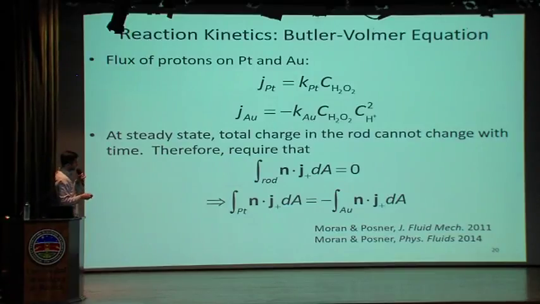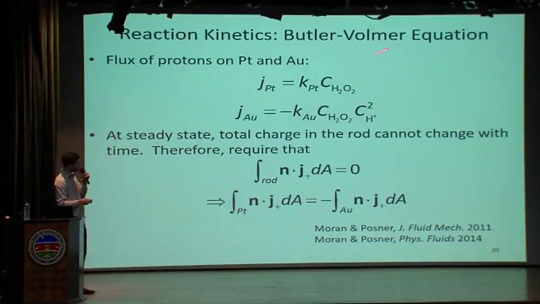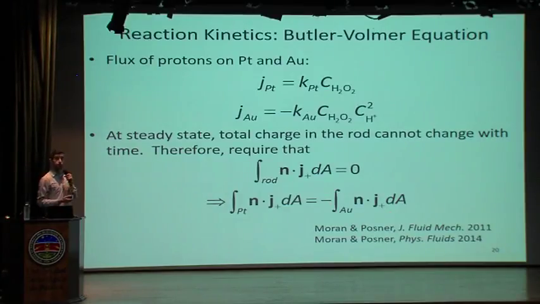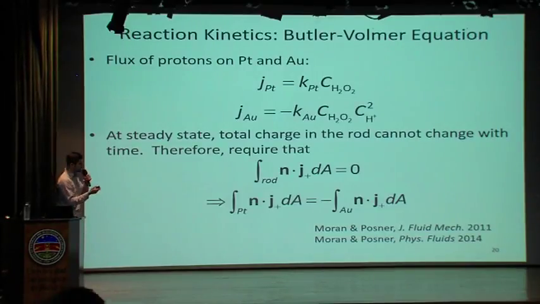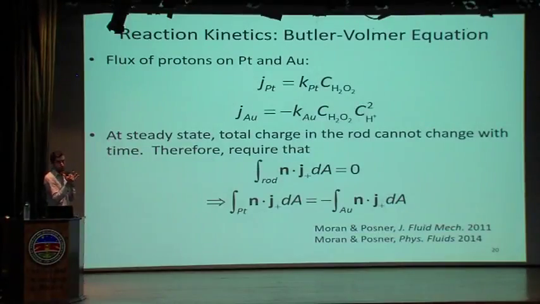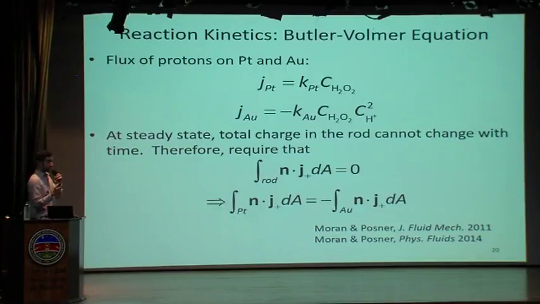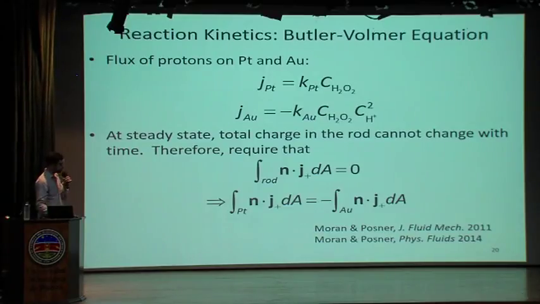Nothing is changing with time. So imagine essentially the amount of protons coming out of the platinum surface has to be equal and opposite to the number of protons coming into the gold surface. Right? If this is not true, then that would imply that more charge is entering the rod than leaving the rod, or more charge is leaving the rod than entering the rod, in which case the amount of charge in the rod would be changing with time. So that's not allowed.